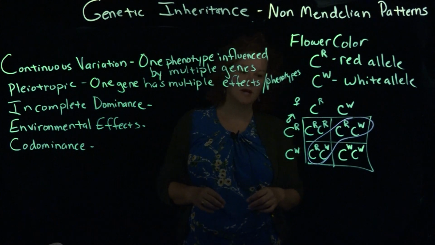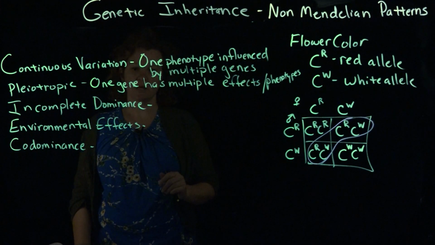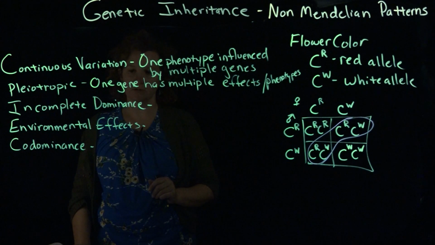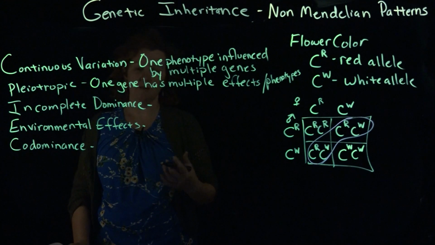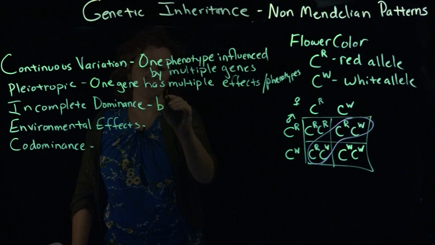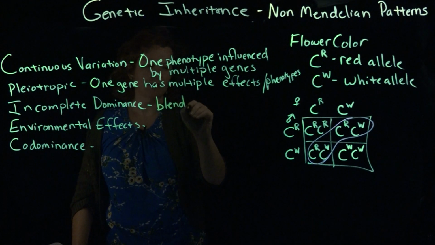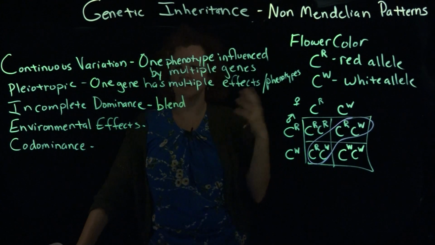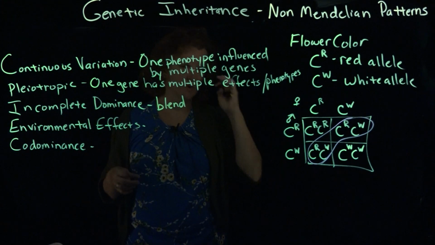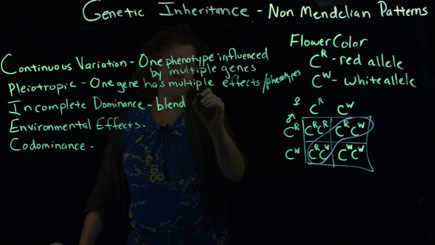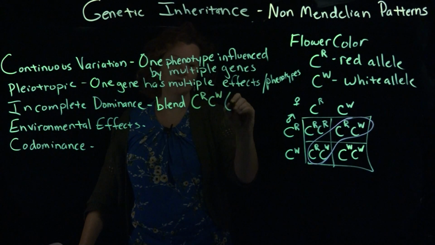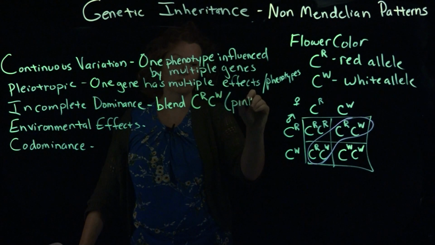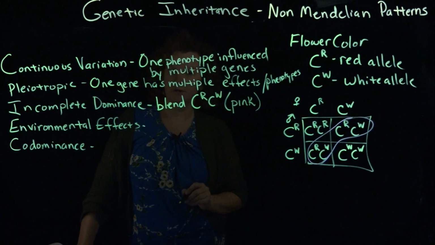Now for incomplete dominance, I'm going to look at my heterozygotes and focus in on those that I circled. Incomplete dominance is where you would get a blend, if you will. It wouldn't matter for the homozygote, because it's the red blended with the red. But if you had the CR and CW combination, instead of getting red or white, you get a blend, so you get pink. That's incomplete dominance.